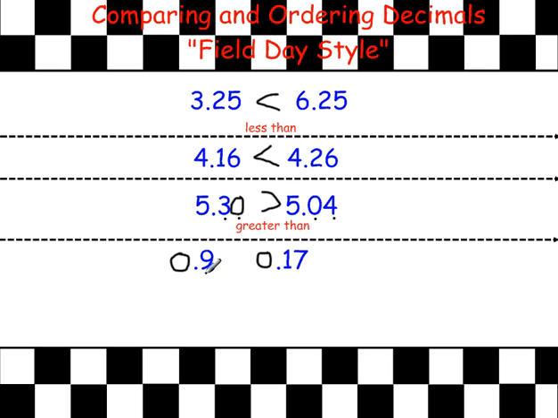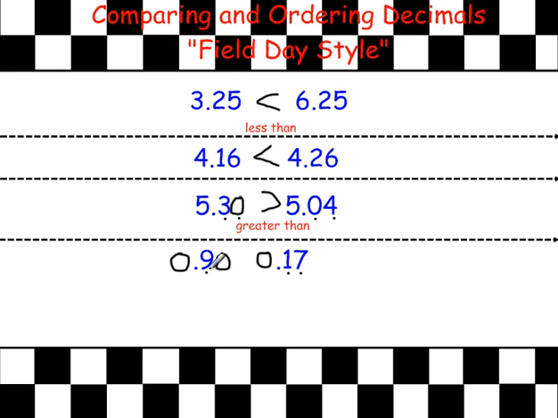Now what I notice is behind this decimal there's only one digit. And behind this decimal are 2 digits. This is not a fair race. So we have to fix this so that it's fair enough for us to judge it and compare it to see which one is greater and which one is not. So in order to make this a 2-digit number, just like this one, I'm going to add a 0 here.